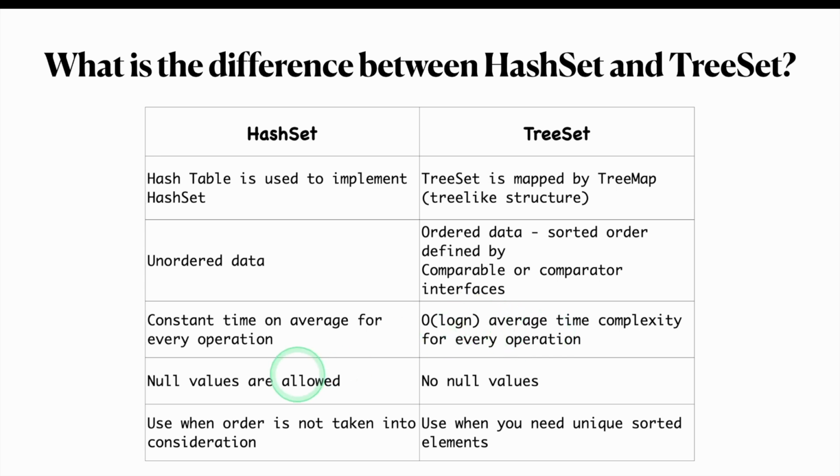Null values are allowed in hash set, but null values are not allowed in tree set because internally it uses the compareTo method, and if you try to invoke compareTo on null, then it would throw a NullPointerException. Hash set is used when order is not taken into consideration, and tree set is used when you need unique sorted elements. Now this is the difference between hash set and tree set.